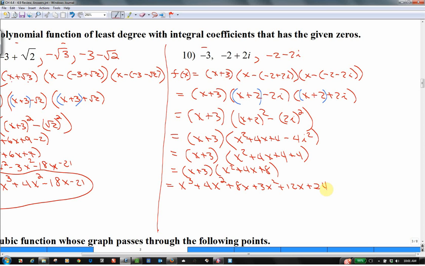Let's combine like terms. So I have 1x cubed. I have a 4x squared and a 3x squared. Looks like that's 7x squared. I have an 8x and a 12x. That's plus 20x plus 24. And that's that one.